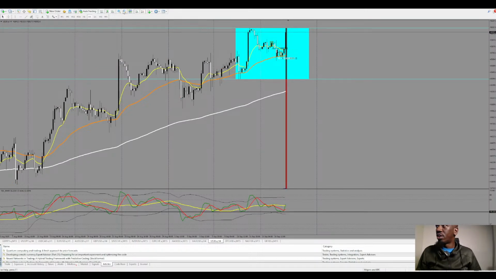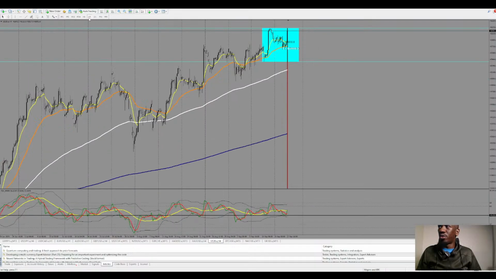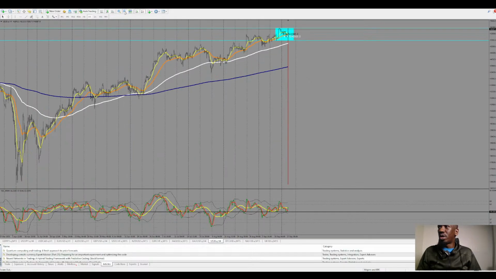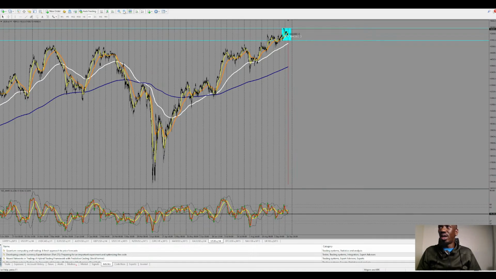So right on MetaTrader 4, I switched to the 4-hour time frame of the chart. And then having done that, I zoom out. So why I'm zooming out is because I want to have a good understanding of what price is doing overall. So the bigger picture.